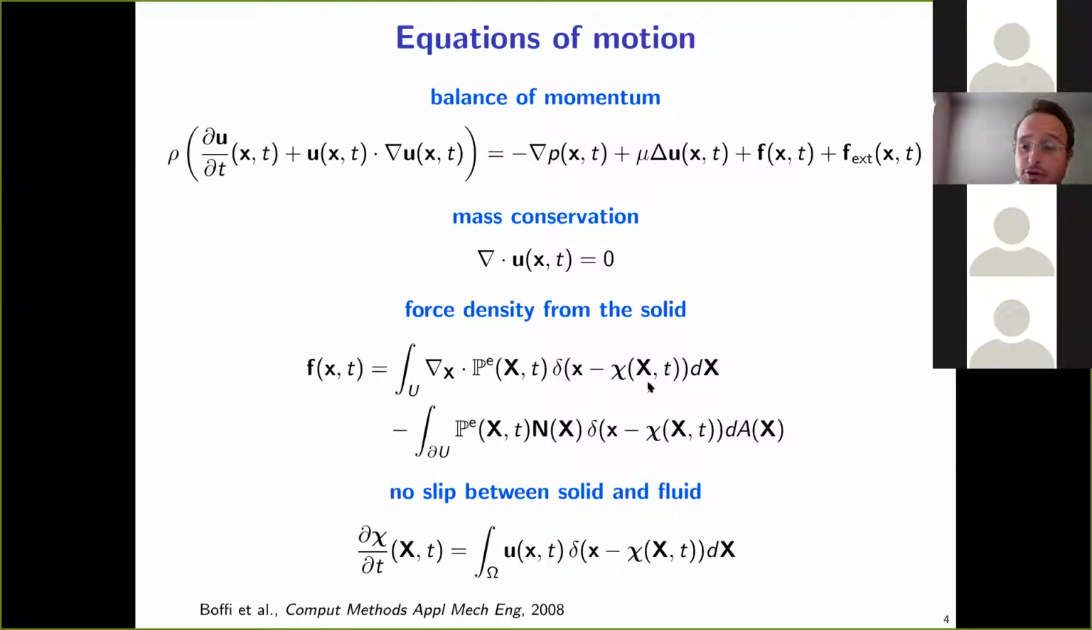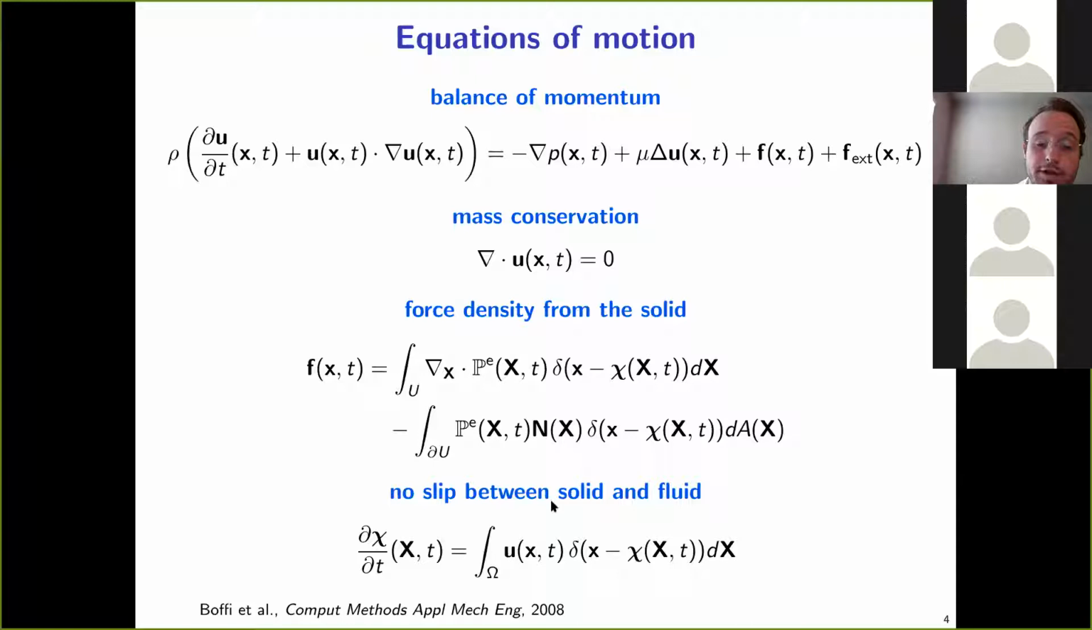So it's broken up into 2 parts. There's a volumetric force density. That's a divergence of the stress, the PK1 stress. And then we have a surface force density as well. So we have a singular force layer on the fluid structure interface. This is what you get coming out of the principle of virtual work.